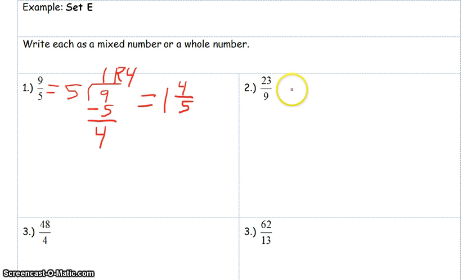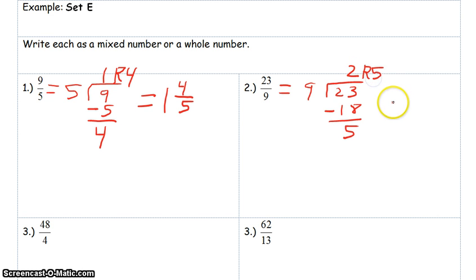Now we go to problem number 2. We would take 9 into 23. We know 9 does not go into 2, but 9 does go into 23. It goes in twice. So 2 times 9 is 18. 23 minus 18 is 5. Our remainder is 5. Now, to write this as a mixed number, this 2 is our whole number. Our denominator stays 9, and our numerator is the remainder, which is 5.